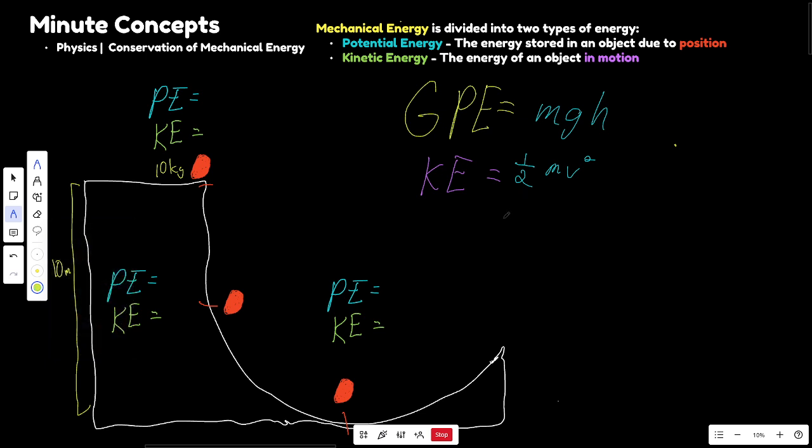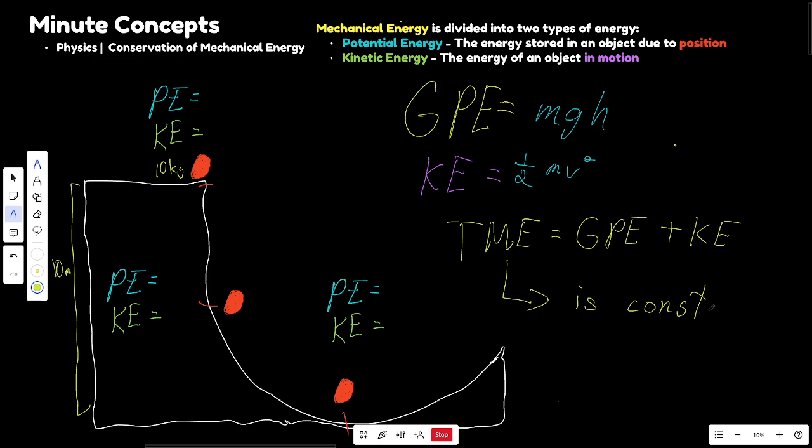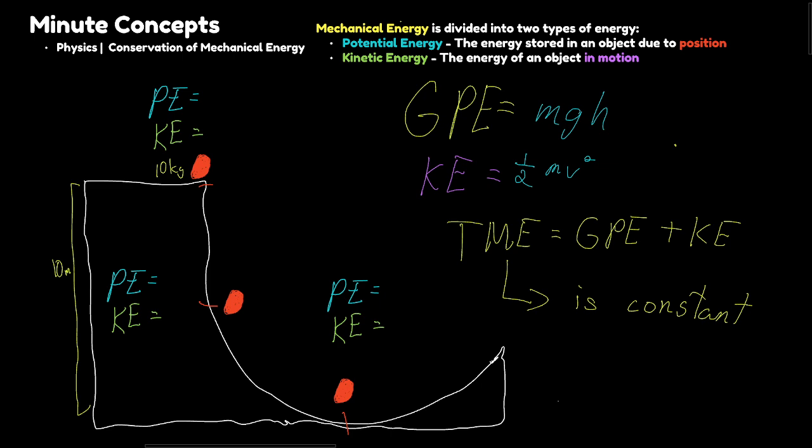So for example, let's say that total mechanical energy, we're going to equate it into something. Basically, its formula is going to be total mechanical energy is equal to GPE, which is gravitational potential energy, plus its kinetic energy. And this is true at all times because TME is always constant. It can never be reduced, added to, or destroyed. It is always going to be constant because energy is only ever transformed.